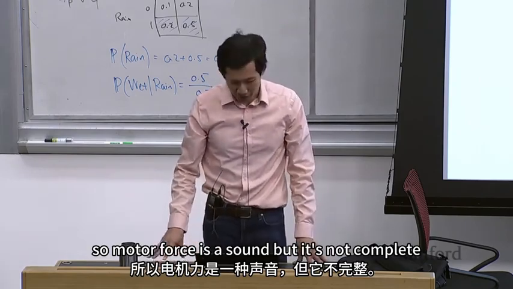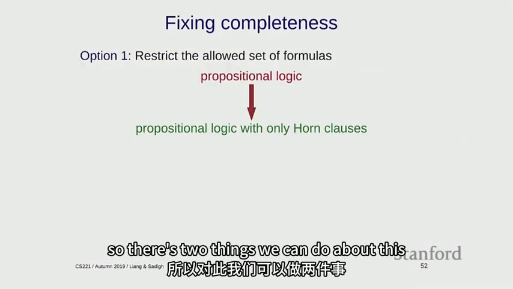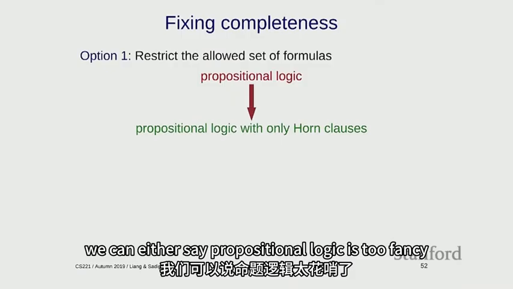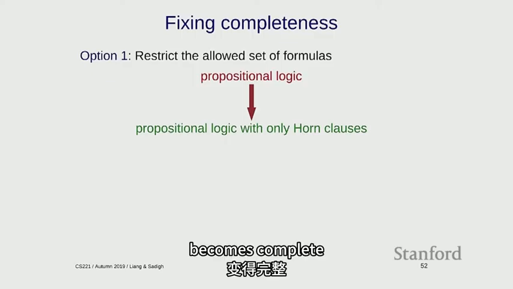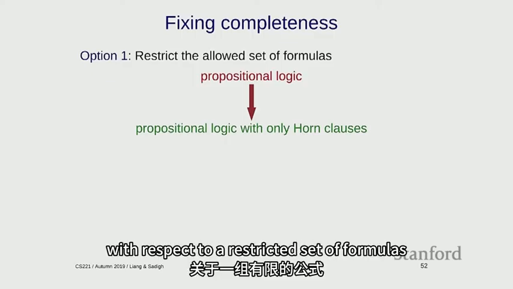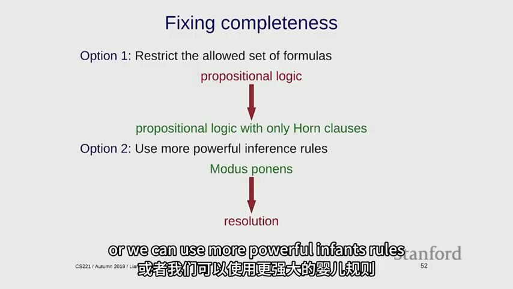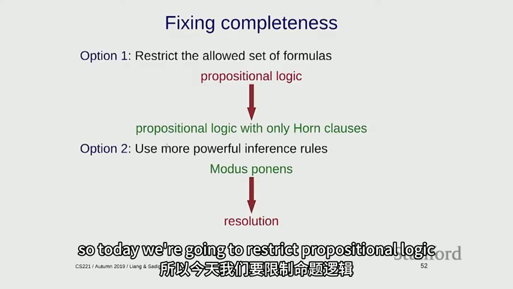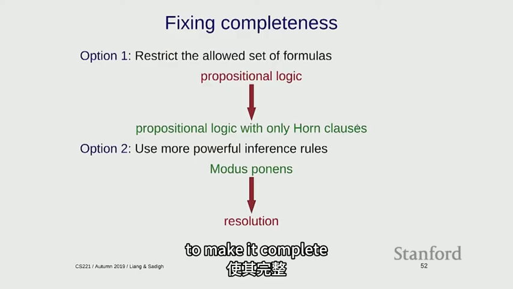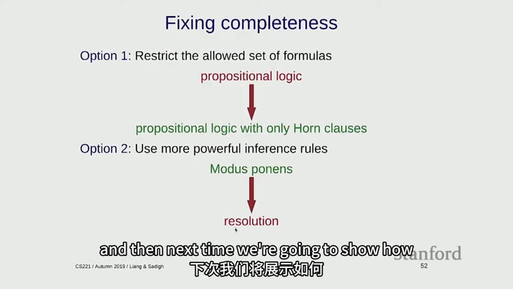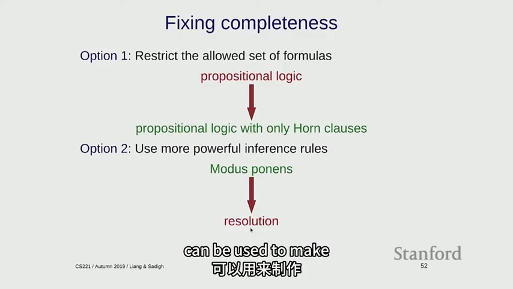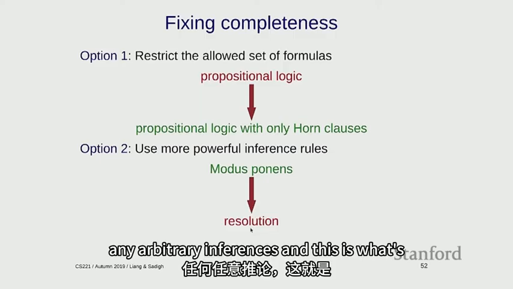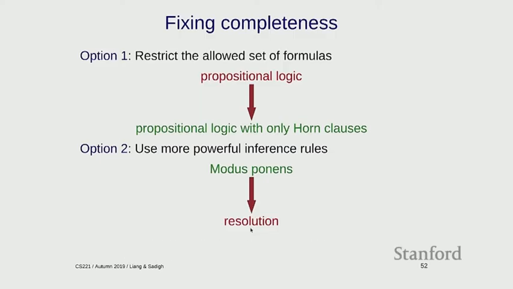So modus ponens is sound, but it's not complete. So there's two things we can do about this. We can either say propositional logic is too fancy, let's just restrict it so that modus ponens becomes complete with respect to a restricted set of formulas. Or we can use more powerful inference rules. So today, we're going to restrict propositional logic to make it complete. And then next time, we're going to show how resolution, which is an even more powerful inference rule, can be used to make any arbitrary inferences. And this is what's powering the system that I showed you.